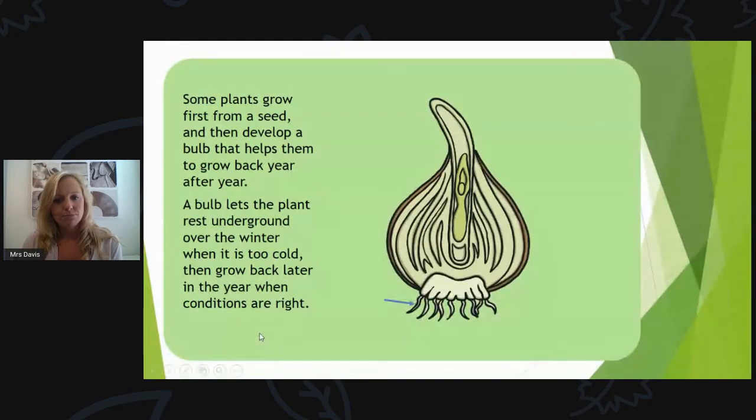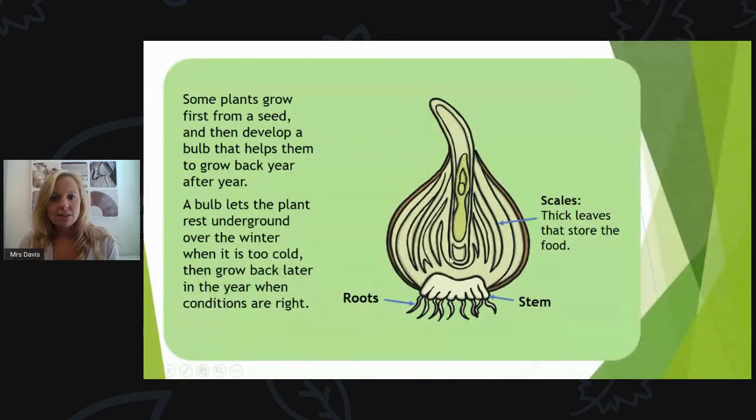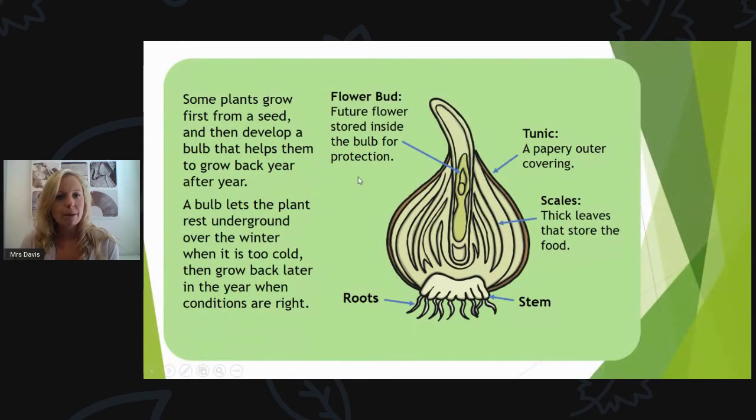So there's a bulb. Okay, you've got roots, you've got a stem, you've got scales, which are like thick leaves that store food. You've got the tunic, which is a papery outer covering. And you've got a flower bud, where the future flowers are stored inside the bulb for protection.